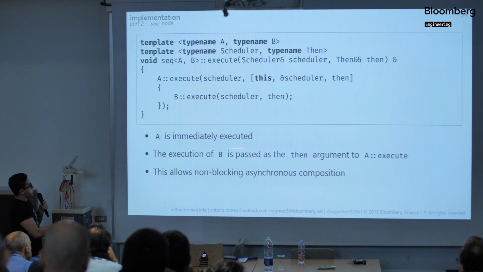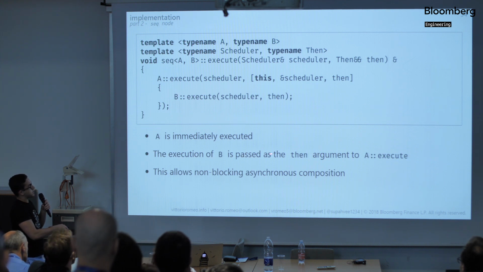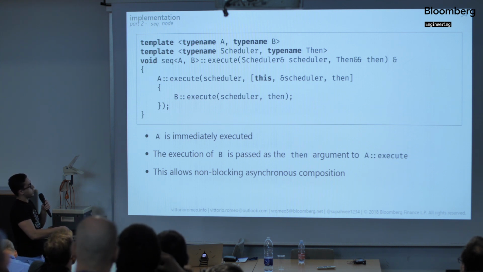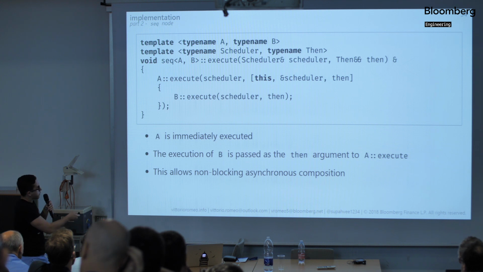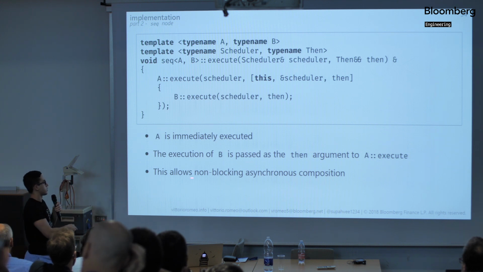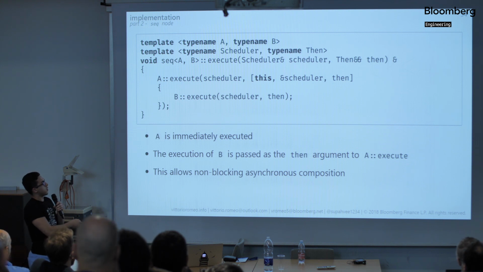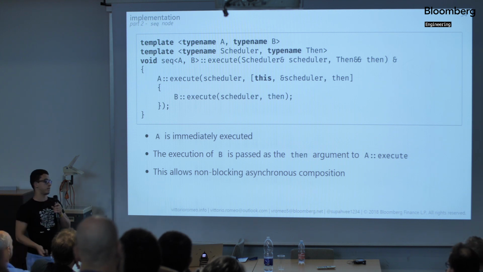And yeah, so this is an explanation. A is immediately executed. The execution of B is passed as the then argument to A execute. So we're packaging up the execution of B and passing it to the then argument of A. And this kind of thing, compared to a sequential A execute and B execute, allows non-blocking asynchronous composition, because there is no guarantee that A will be executed on the same thread, or that it won't be something special like when any.